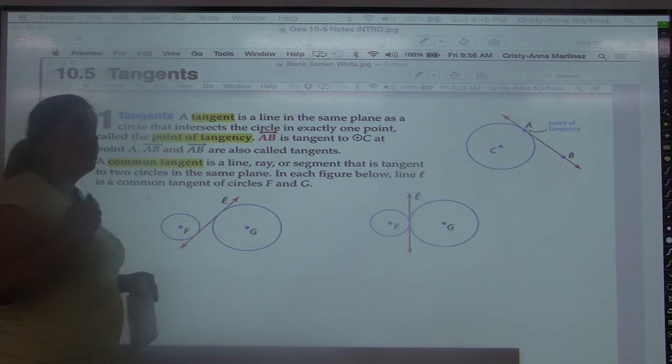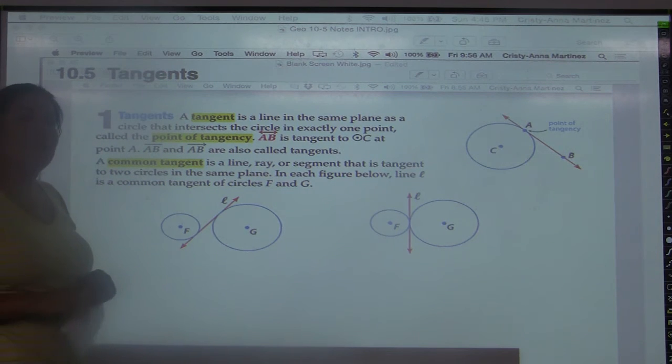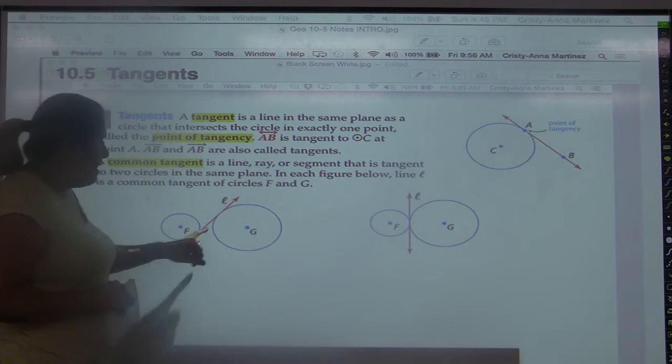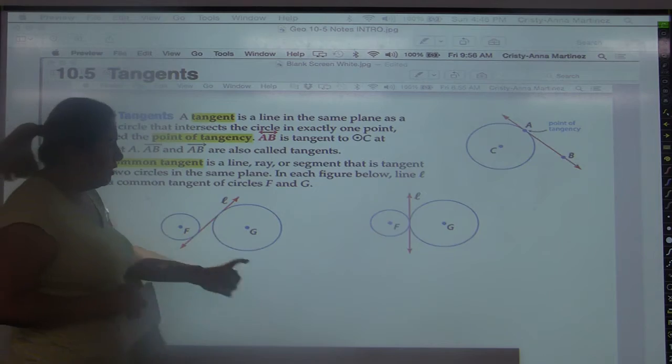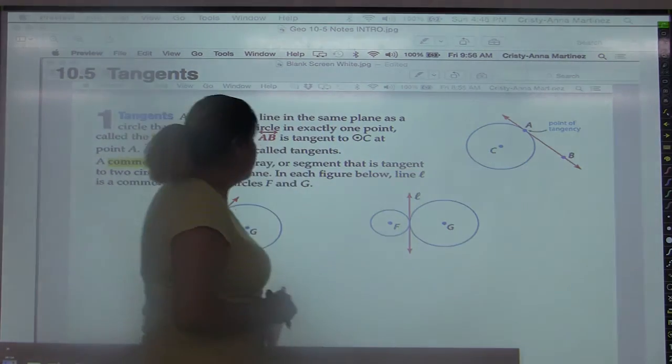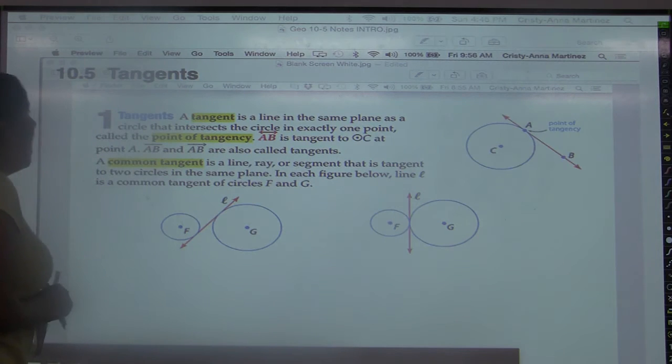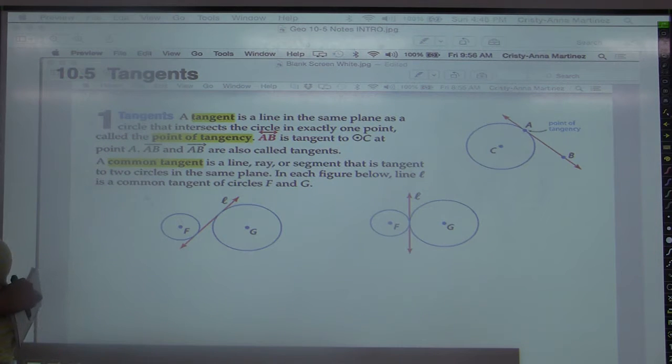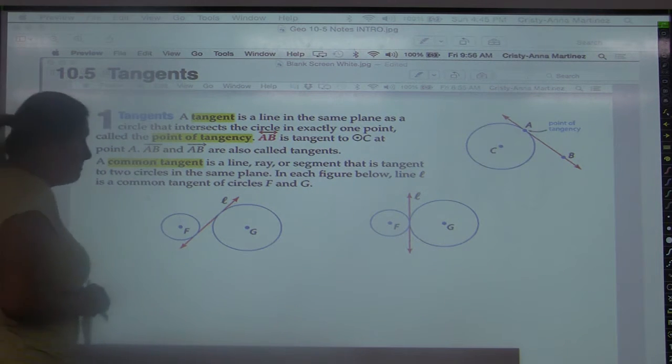So I know that you think of intersect as going through it, but really what you want to think about with the tangent is basically that it touches it at that one point. And this is kind of where the tangent is happening here. You can see the tangent happening here, and here's the point of tangency. But let's continue. It intersects the circle at exactly one point, and we call that the point of tangency.